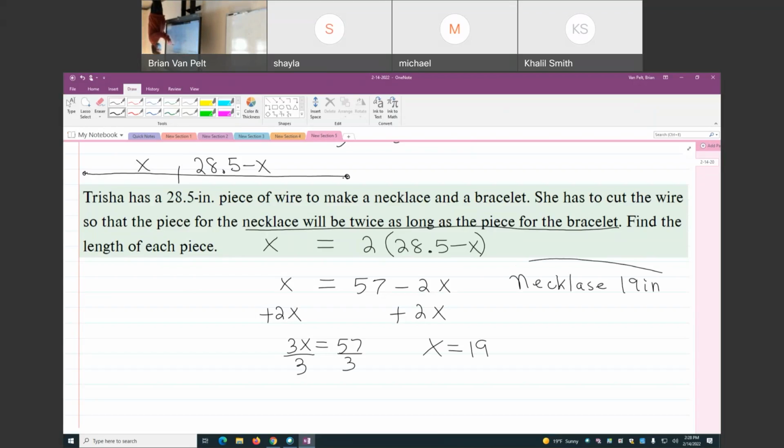How do I get the other piece then? Is it 2 S's for necklace? There's a C. Okay. All right, so you've got that one, the necklace is 19 inches. How do I get the other one then? 28.5 minus that. So if I take 28.5 minus 19, that'll be 9.5. And so the bracelet is 9.5 inches.